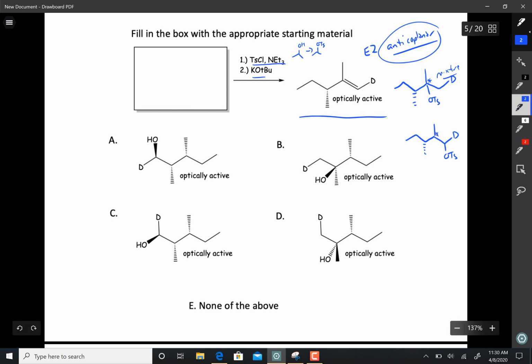Here, both the alpha carbon and beta carbon are chiral centers, so that suggests that that is indeed the right structure. So, therefore, we're looking for an OH attached to the same carbon as the deuterium to give the best product. And so that suggests A and C and eliminates B and D.